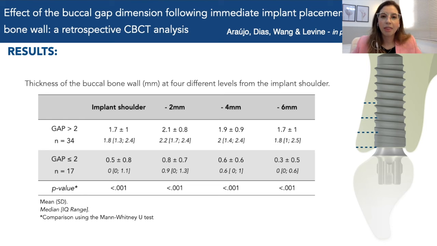Let's take a look at the thickness of the buccal bone at the implant shoulder, and 2, 4, and 6 millimeters below. It was significantly thicker in the wide group, the gap greater than 2 millimeters, at all levels observed, and the difference was more than 1 millimeter at all levels. Okay, so far we know wide gap, thicker buccal bone.